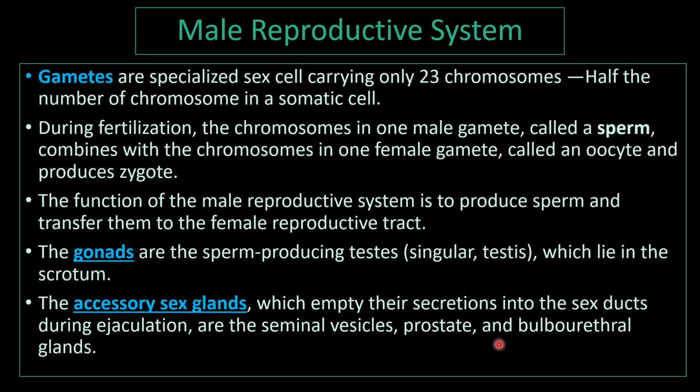Now, gametes are specialized sex cells and they carry 23 chromosomes. This number is half of the number of chromosomes in a typical somatic cell. Remember, somatic cells are regular body cells. What do we mean by this? These are the regular cells, for example, the cheek cells and muscle cells, that make up the entire body. And these cells have double the chromosomes of the gametes. That is, they have 46 chromosomes or 23 pairs of chromosomes.